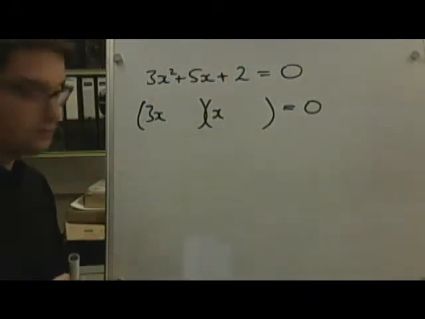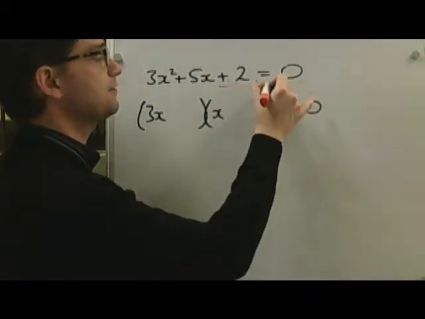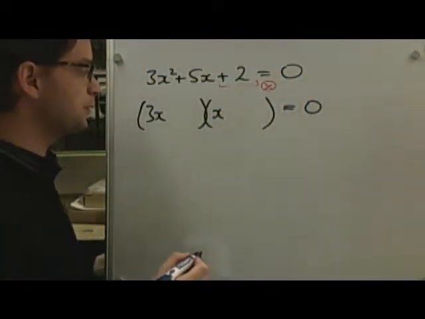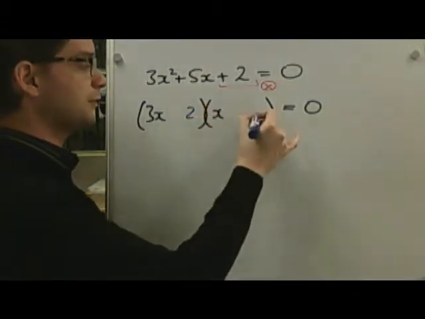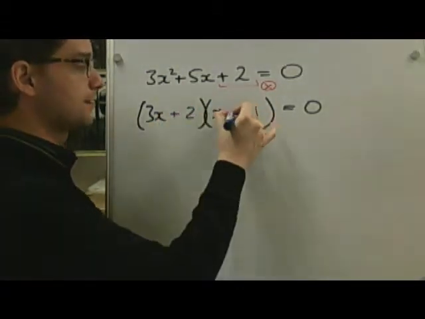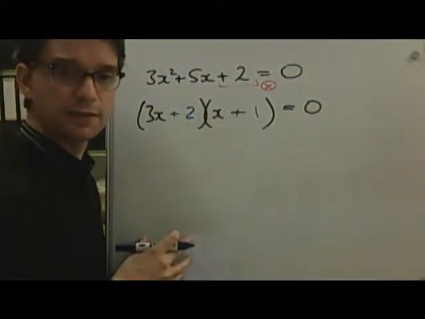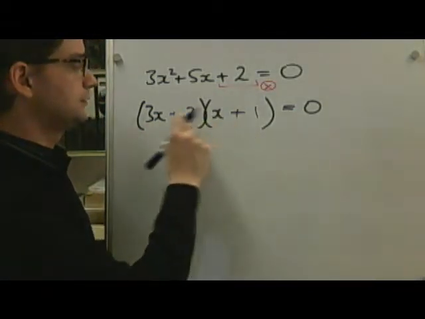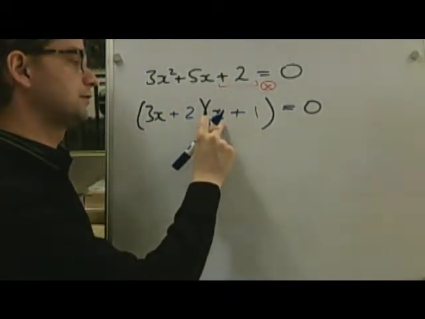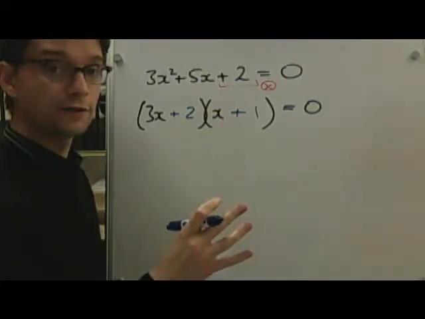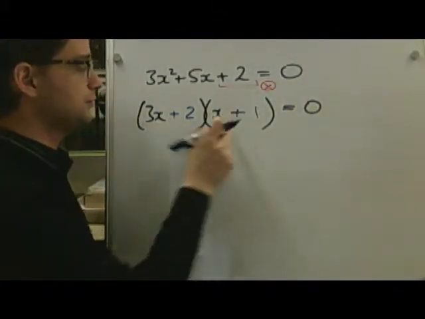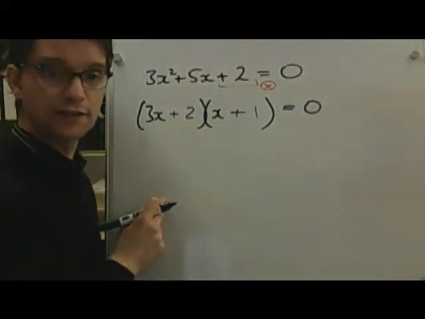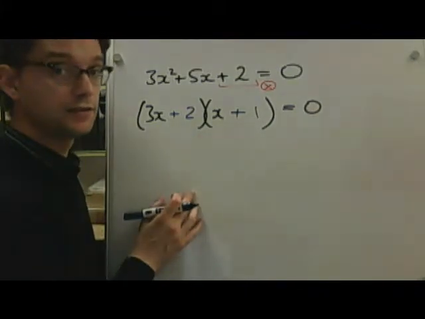I'm still looking for a pair of numbers that multiplies together to give 2. So I think it's probably just 2 and 1, and that's my only possibility. So maybe I'll start by trying 2 and 1. I think all of my signs are positive, so I'm going to keep all my signs positive and see what I get. 3x times 1 plus 2x. I've actually gone straight to the right answer. 3x times 1 is 3x, plus 2x is plus 5x. So this is the right factorisation.